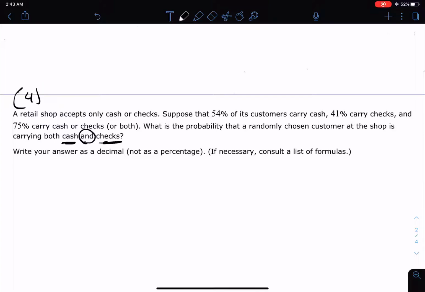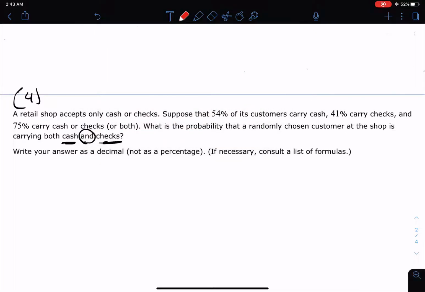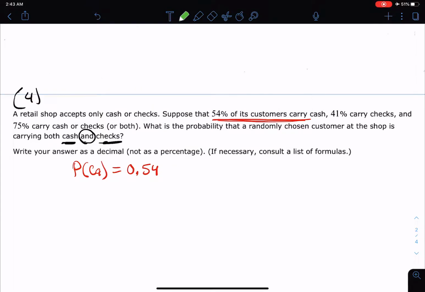So that's what is given to us here. I'll use color, I always use color. Suppose that 54% of its customers carry cash. That's saying the probability that someone's carrying cash, call it CA, is 0.54. And it also says 41% carry checks. The probability that someone carries checks is going to be 0.41.